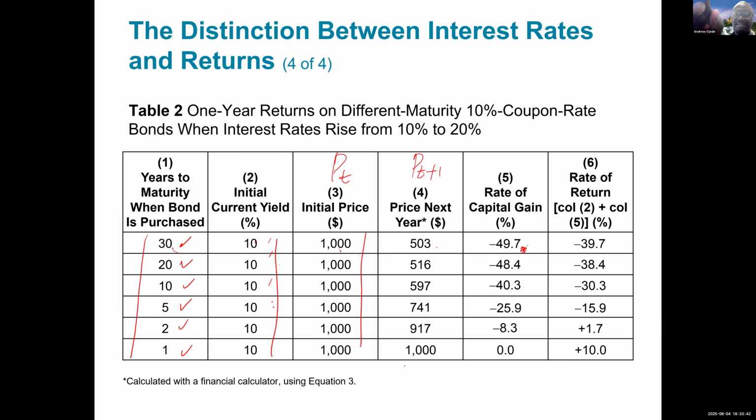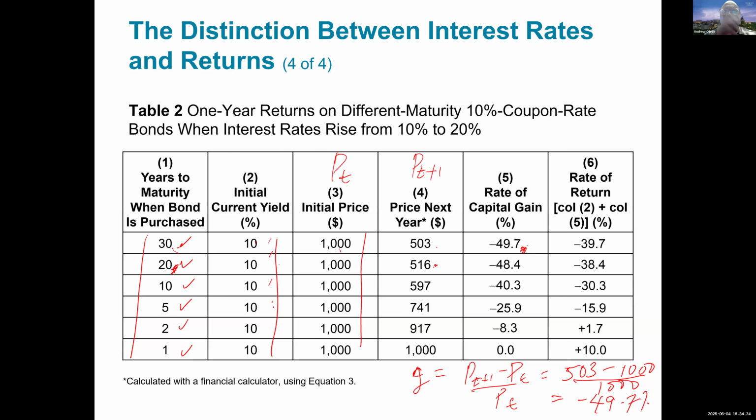How do we get that? You know the formula. The rate of capital gains, g, is given as you take P(t+1) minus P(t), over P(t). You know that already. So for the 30-year bond, the purchase price was $1,000. But once the interest rate went up from 10% to 20% next year, and you try to sell that bond, the selling price would be $503 minus the purchase price, which is $1,000, divided by $1,000. If you do the math, that is going to equal negative 49.7%.